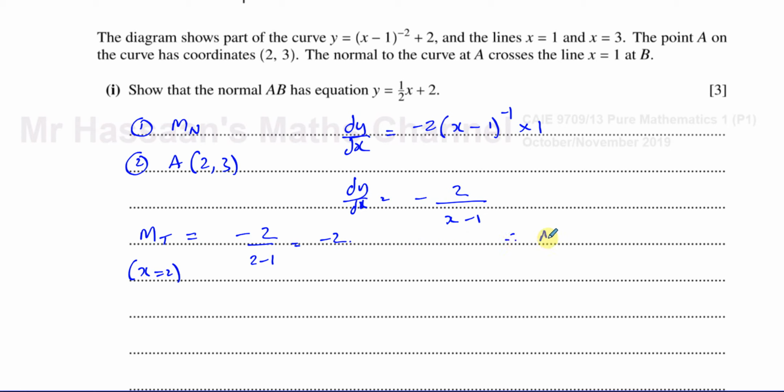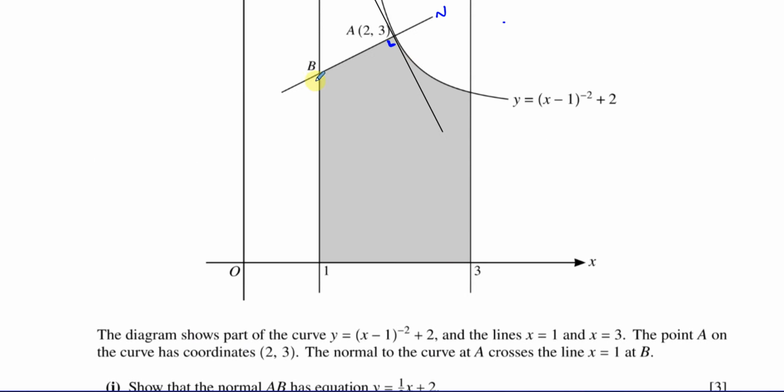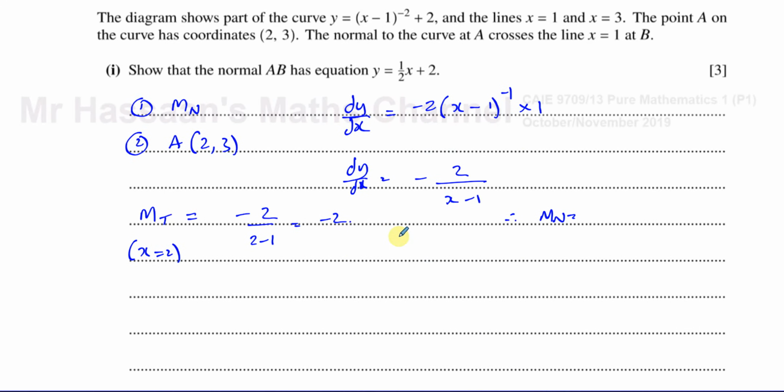So therefore, the gradient of the normal that we need is going to be the negative reciprocal. So when you have a normal and a tangent, the gradient of the two perpendicular lines is always the negative reciprocal of each other. So if the gradient of the tangent is negative 2, the gradient of the normal is going to be the negative reciprocal. So you change its sign and you write it as its reciprocal. So you end up with a half, because minus 2 is the same as minus 2 over 1. So the normal gradient will be a half. As we can see, that looks just about right there.